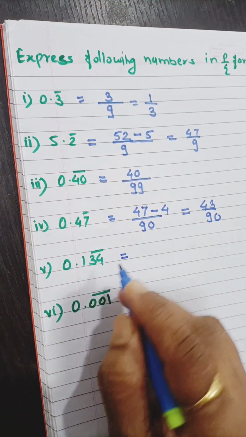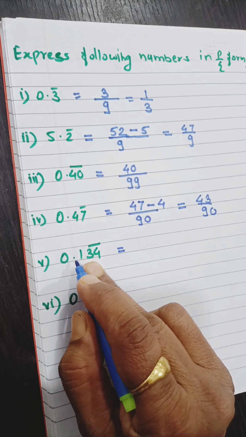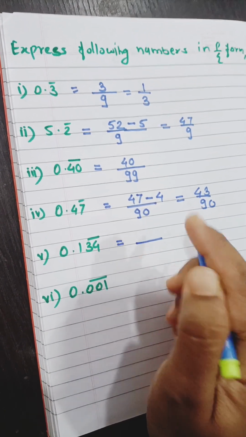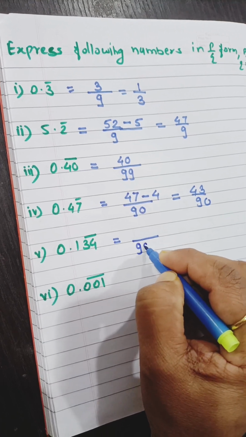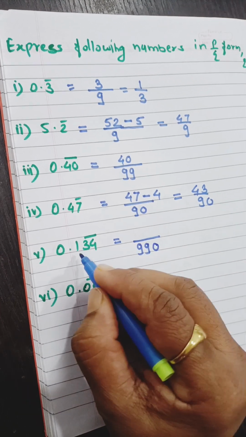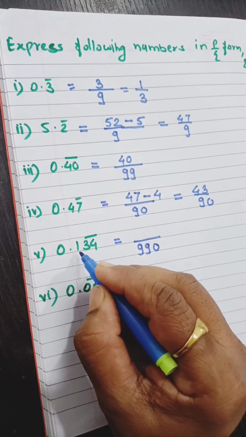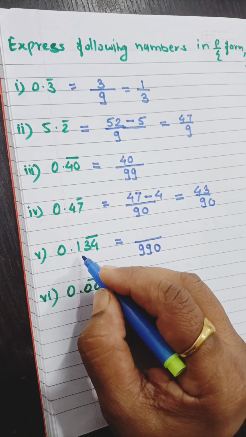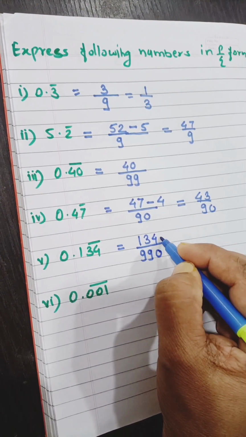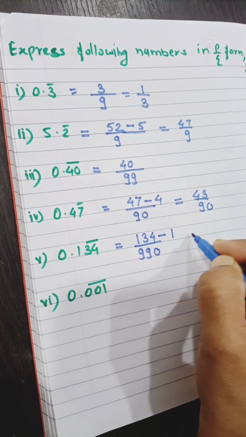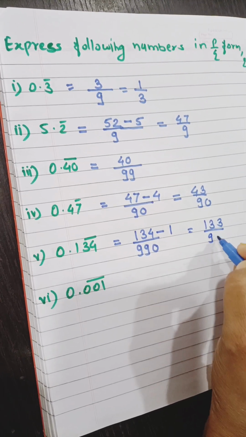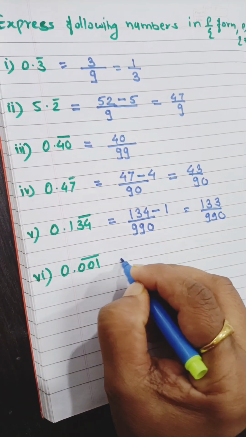Now here there are 3 digits after decimal. So we will have 3 digits here also in the denominator. 99 for 3 and 4 which are under bar, and 0 for this 1 which is not under bar but after decimal. And in the numerator 134 whole minus this 1. So simply 133 by 990. And this is a simple one.